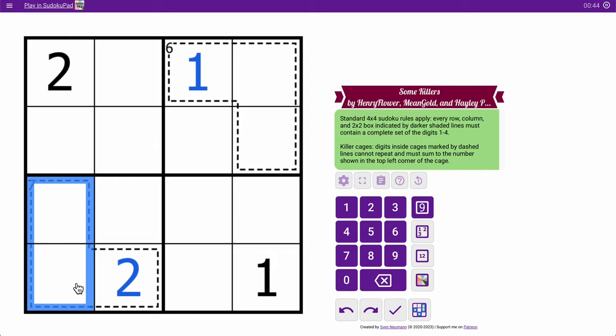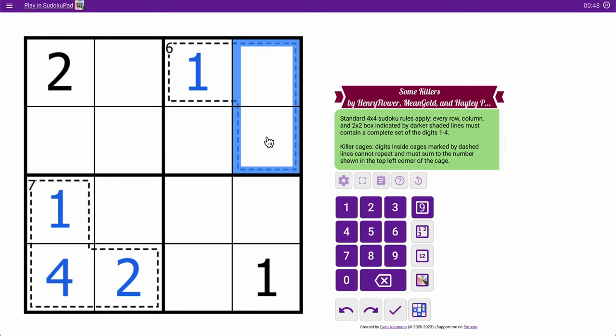These are 1 and 4. This can't be 1. So that, I know the order. These are 2 and 3. This has a 2 looking at it. I know the order.